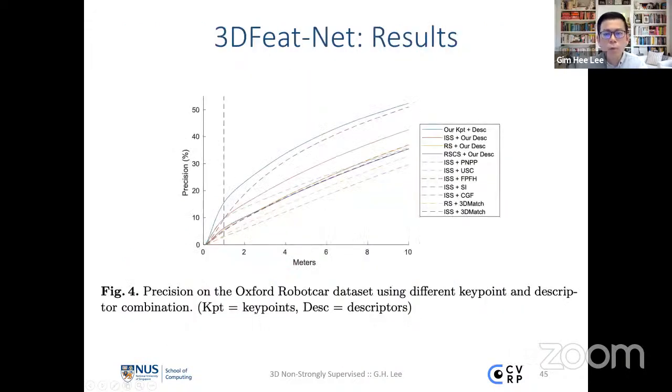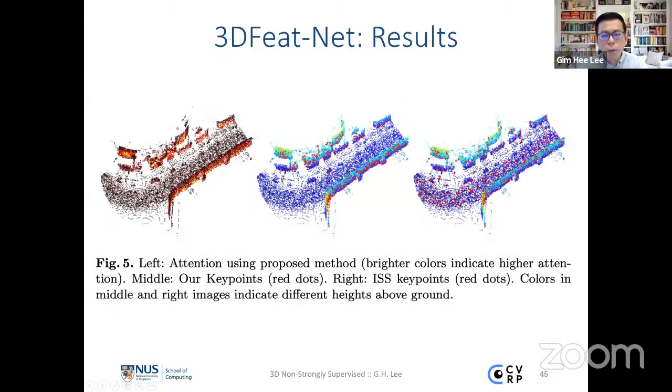Here's a comparison of our results with some of the existing techniques. In fact, during that time, most of the existing techniques were handcrafted techniques for 3D key point detectors and descriptors. We can see that we outperform all the rest of the techniques in this graph. What's interesting here is that, comparing to the ISS key point, which was the state-of-the-art handcrafted key point detector at that time, our 3D FitNet actually ignores a lot of non-salient key points that can be found on the ground. These are non-discriminative key points, whereas ISS falsely detected all these key points to be useful.